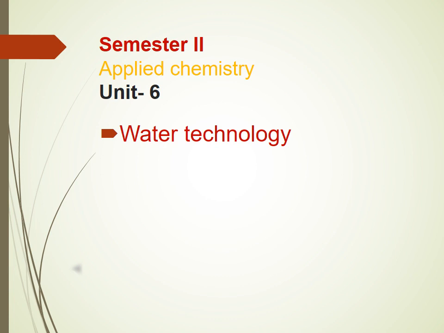Now, you know that in the first video of this unit, that is water technology, we first discussed the introduction to the unit. That is, we discussed the importance of water for the survival of any living organism and the importance of water in a variety of applications, for example, in industrial applications, in the agricultural field, or in domestic use also. It means every process is completely dependent on the water or the quality of the water.